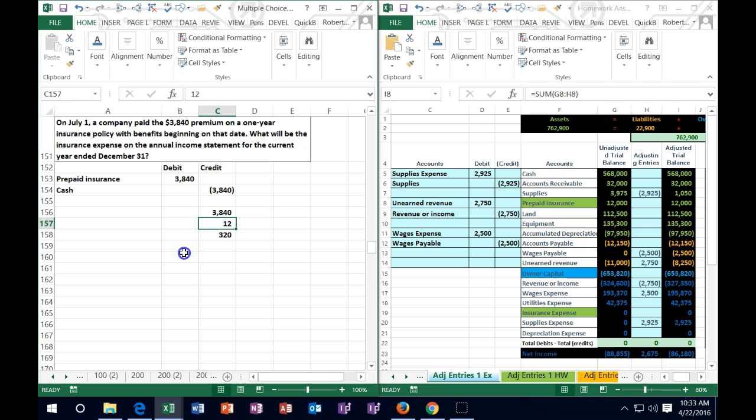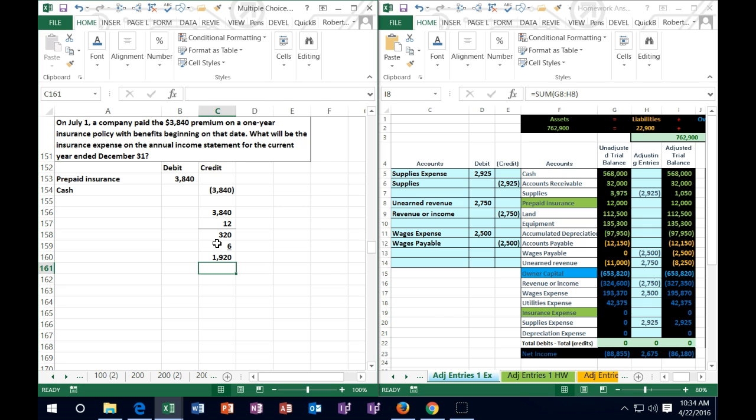So that was a calculation. And then we've got to figure out, well, how many months have passed? Well, July 1st is the date we bought it. So remember, we bought it on the 1st, so I'm going to include July, as I counted off on my fingers. Right? July is included. July, August, September, October, November, December, 6 months. So we're going to say 320 times 6 months equals 1,920. So that's going to be the adjusting entry.